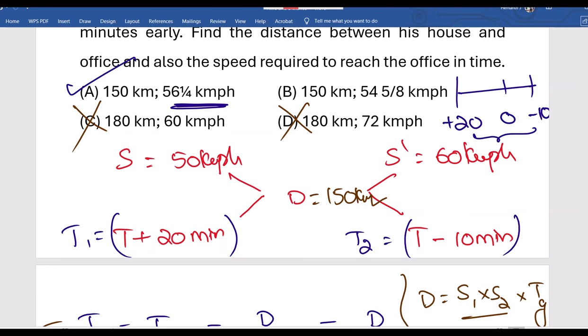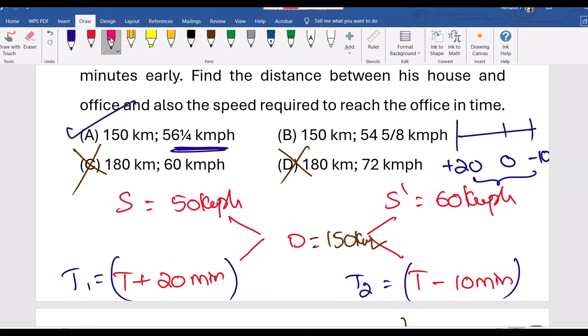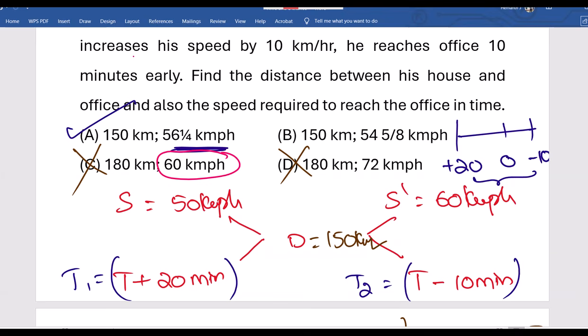Why eliminated? If you want to go to the office on time, 10 minutes early with 60 speed. On time means my answer speed should be less than 60. Here speed is 60 and 72, eliminated. Means the answer must be among A and B. In A and B, distance is already fixed. Only you are calculating speed.